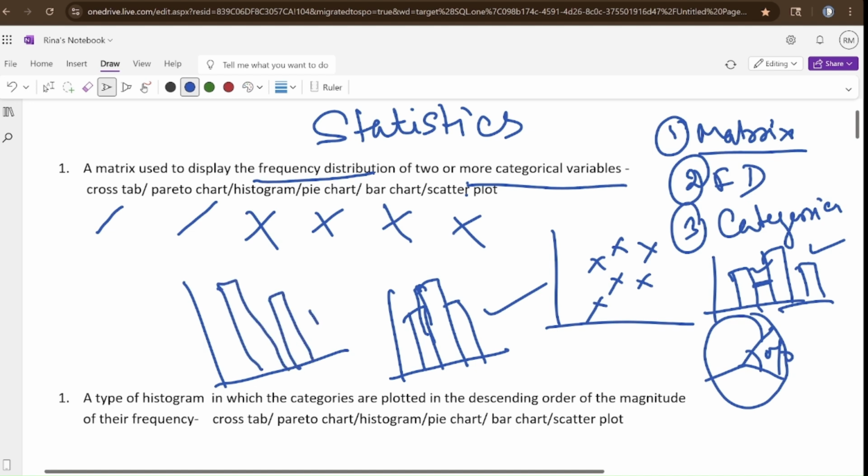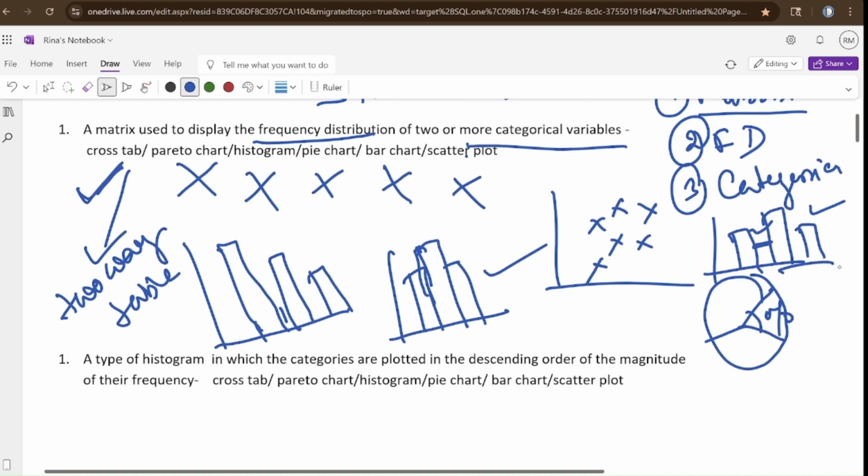Pareto chart also looks like histogram or bar chart, but there is a difference: it is in descending order. First the data is sorted, then this is plotted. Okay, so this is also not a matrix. So the answer is crosstab. Okay, and crosstab is also known as two-way table. This is a matrix.